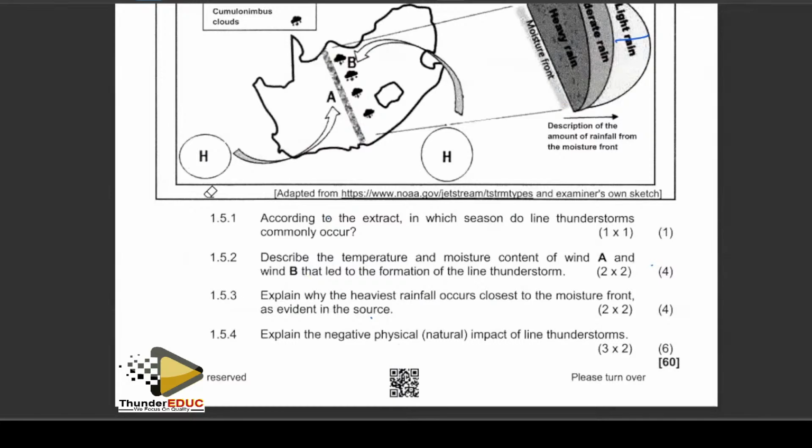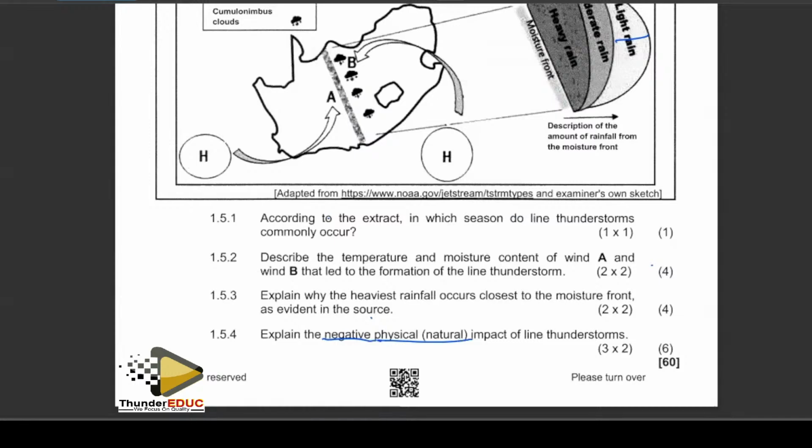It wants the negatives. And what kind of negatives are required? It's negative physical or natural impact, which means you cannot talk of negative impacts which are non-natural here. You only need to focus on natural impacts. Explain the negative physical, natural impact of line thunderstorms. We are looking at the negative impacts on the natural environment or the physical environment, not on the human environment, not on the social life of people, not on the economy of the country. We are only worried about the physical or the natural environment.